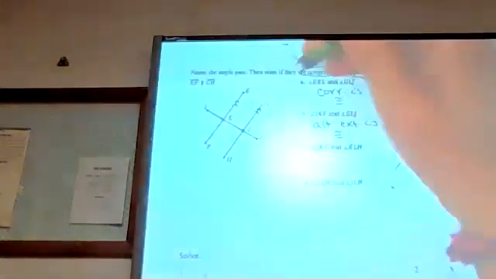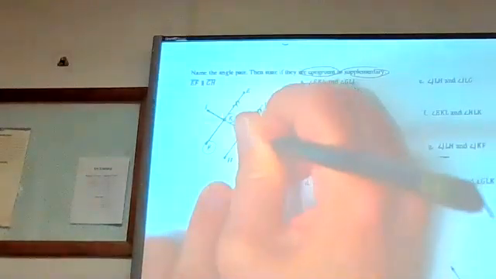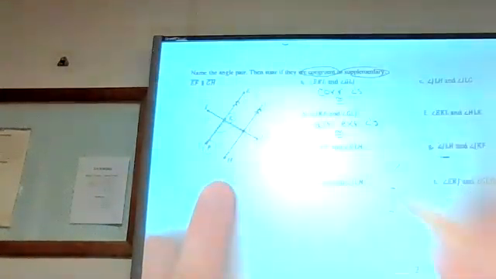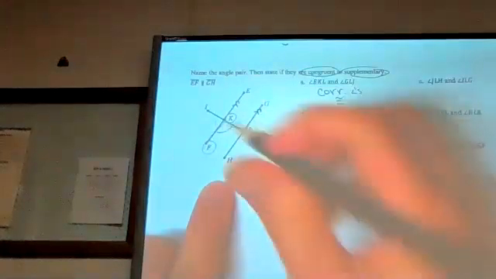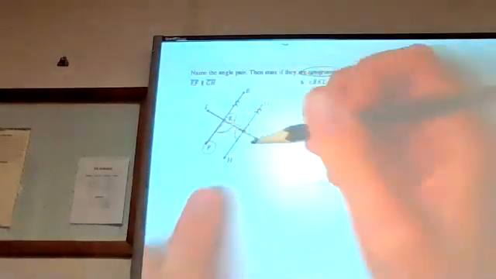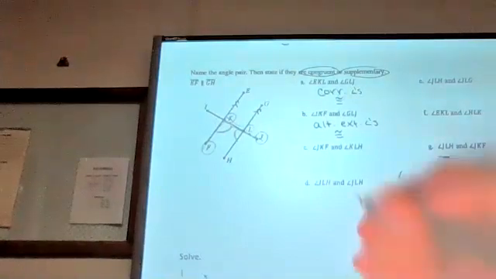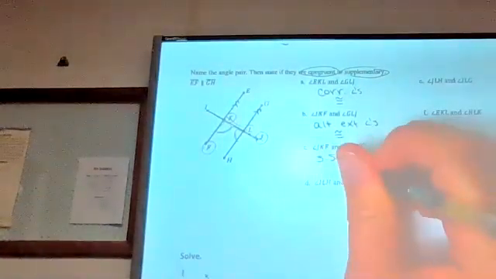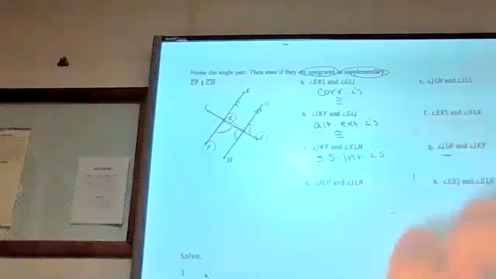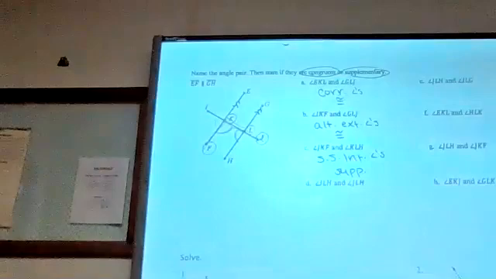On C, this one starts at J, goes K, and then F. J, K, F, that's here. And K, L, H would be here. What angle relationship is that? Same side interior. And what are same side interior angles? Supplementary, exactly.